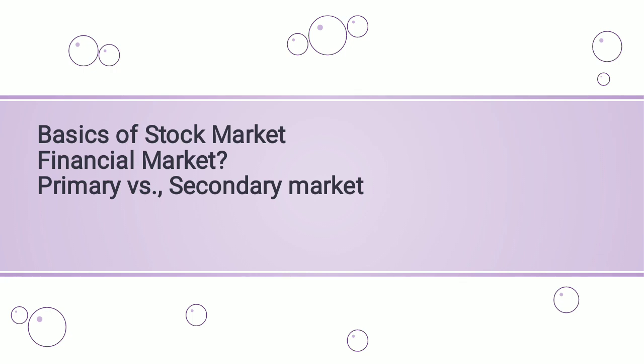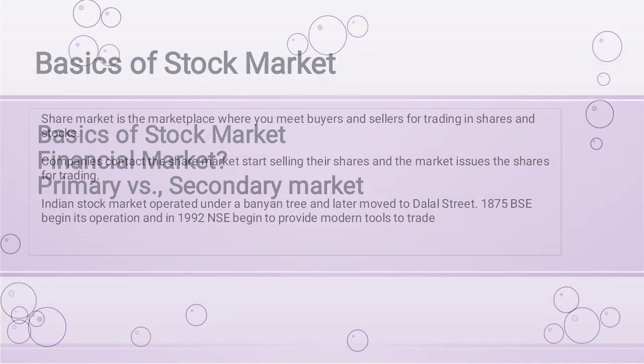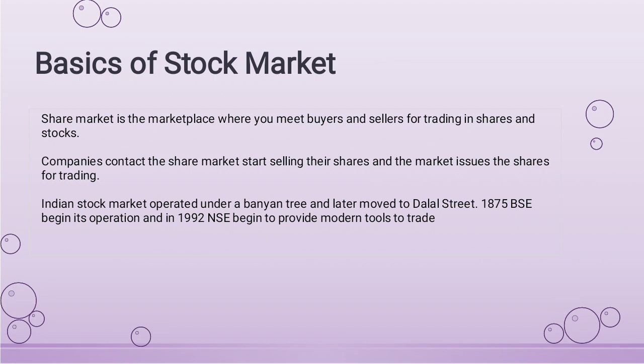In this first video, I'll be talking about the basics of stock market, financial market, and the differences between the primary and the secondary market. So if you want to know what a stock market is, in simple terms, it is a place where two people meet. One person is a buyer, the other is a seller, and they trade in shares or other stocks.